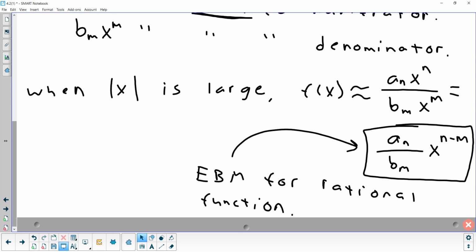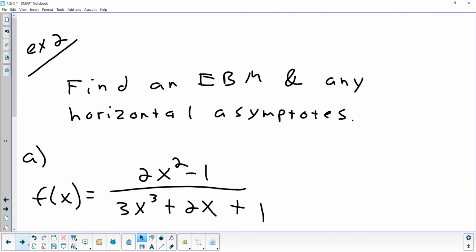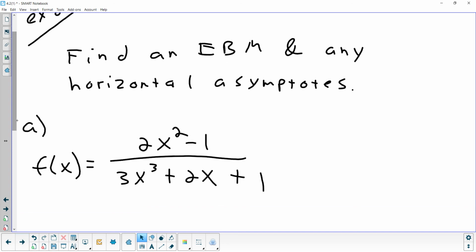So the EBM is basically used to predict the horizontal asymptotes, because the EBM will predict what happens at the ends of the function. And that's exactly what a horizontal asymptote is. What's happening at the ends of the function. So that's going to be one of the first things that we find when we want to do horizontal asymptotes. Find the EBM. Okay? All right, let's look at this one. All right, so EBM. Madison, what's the EBM of the numerator?